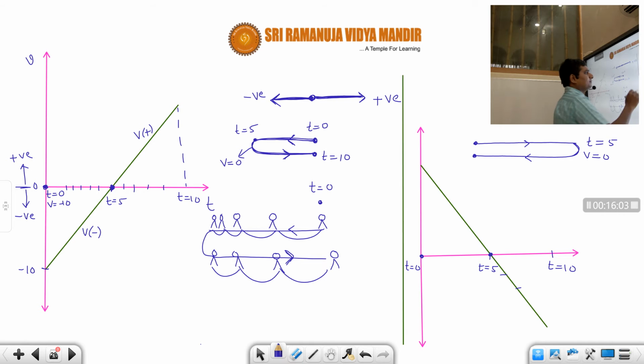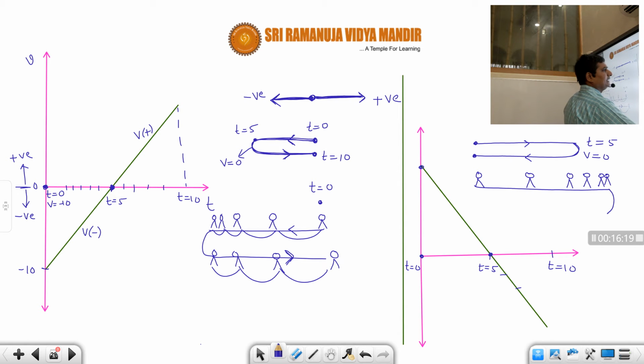So if you want to draw the photo diagram, then what is happening? From time t equal to 0 to 5 seconds, the velocity is decreasing. So that means the velocity should decrease, like this. It decreases. Then what will happen after some time? It will increase. Now here it increases. So that means now again like this. I hope students you understood.